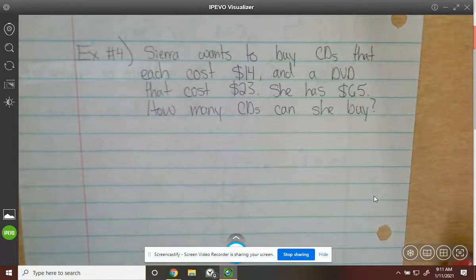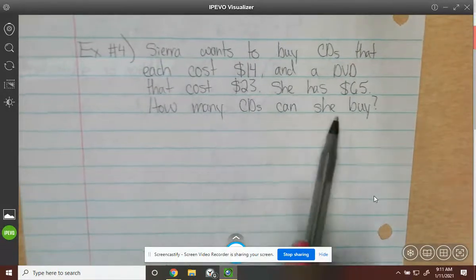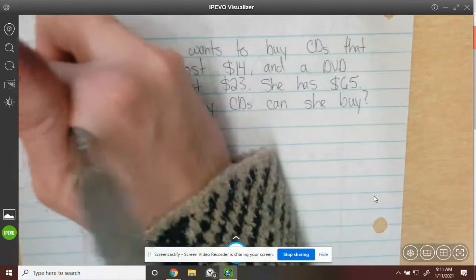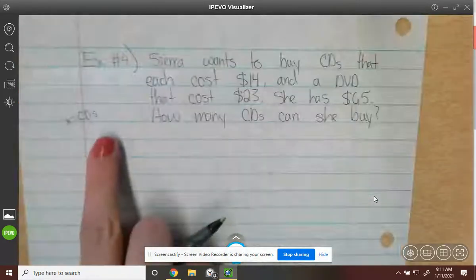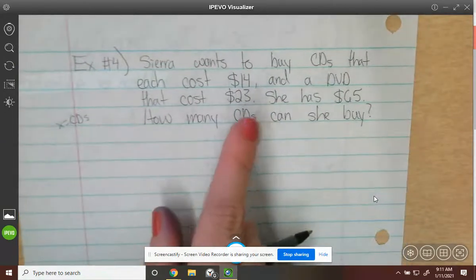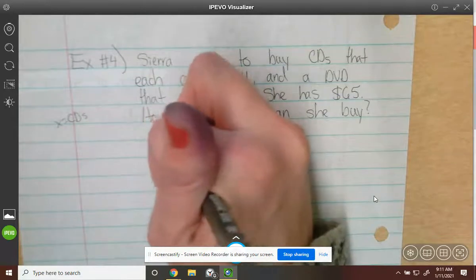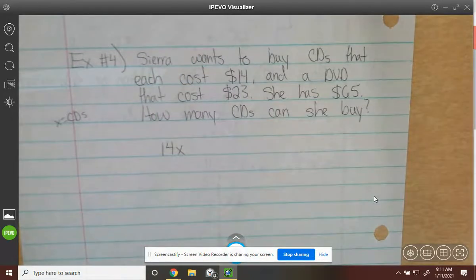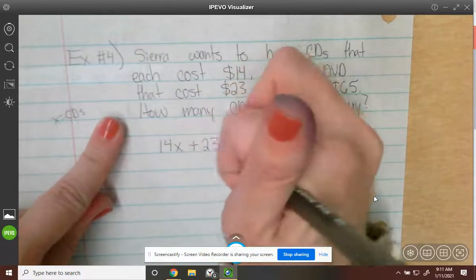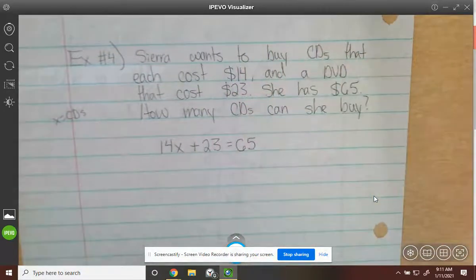So we have to set up an equation. What is my x? That's always the first thing we want to ask ourselves. What are we trying to find? We're trying to find how many CDs she can buy. So x would equal CDs. And how much do the CDs cost? They cost 14 bucks. So I'm going to do 14x. What else did she buy? She bought a DVD, so I have to add that to the cost. And then she has 65 bucks.